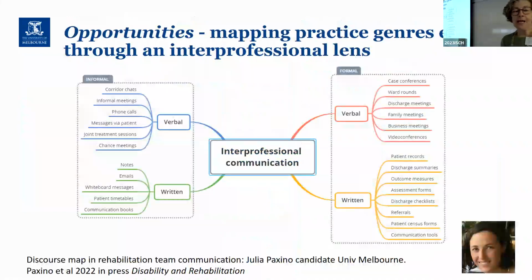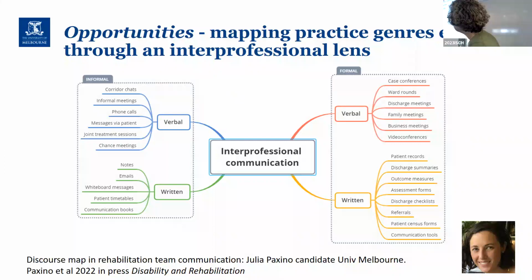So then this is some work that a student, Julia Paxino, a PhD student, did during the pandemic when she had to be creative. She couldn't do her interviews as she wanted. It was via Zoom, thank you. And what she did through a review, first of all, she's working in a rehabilitation context, and she was wanting to investigate team communication.